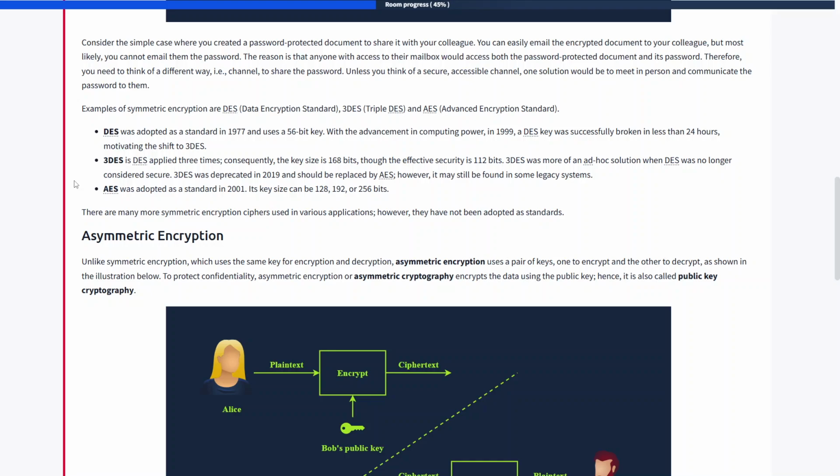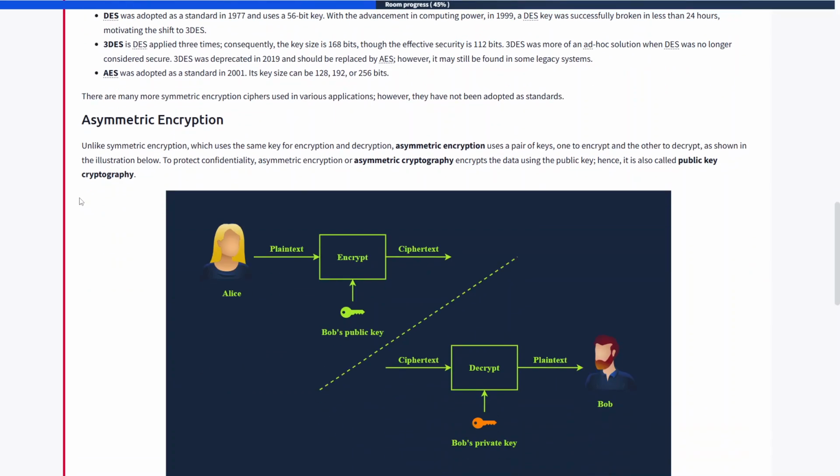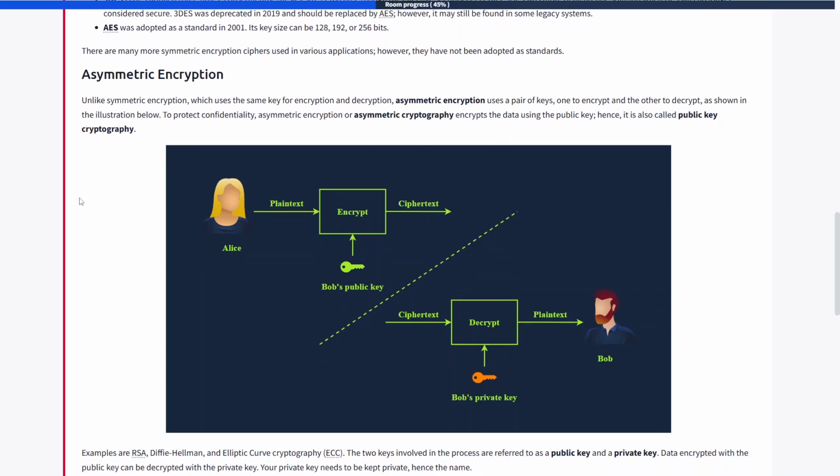Consequently, the key size is 168 bits, though the effective security is still 112 bits. 3DES is more of an ad hoc solution when DES was no longer considered secure. 3DES was deprecated in 2019 and should be replaced by AES. However, it may still be found in some legacy systems. AES was adopted as a standard in 2001. Its key size can be 128, 192 or 256 bits. There are many more symmetric encryption ciphers used in various applications. However, they have not been adopted as standards.